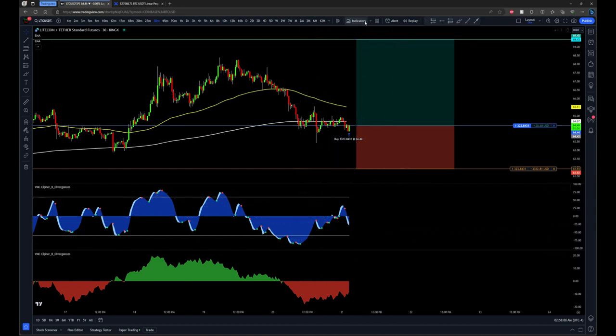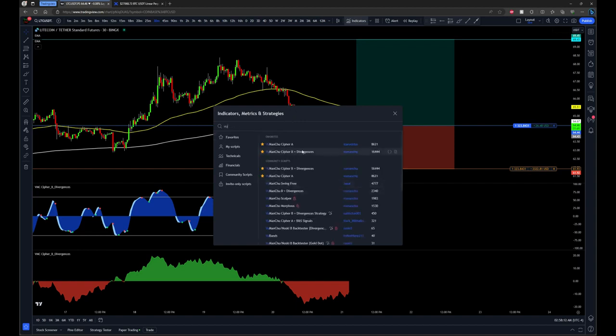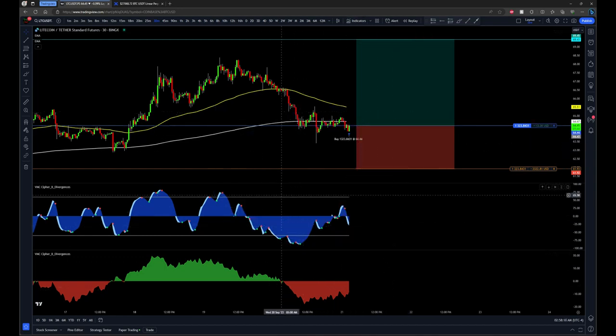Okay, so I'll show you that indicator. It's the same as the market cipher B, but anyone can get this one for free on TradingView. It's called Fu Manchu cipher B plus divergences. Okay, and I've put it in two separate panes just to repeat.